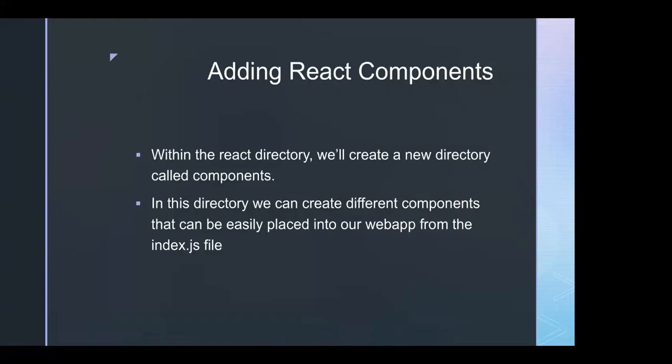And now we're going to add some React components, so we don't just have some random div, because why use React to add a div? Within the React directory, we're going to create a new directory called components, and here we can create different components that can be easily placed into our index.js file. You don't need to create a new directory for this. I just find it easier to see. You can organize this however you want.